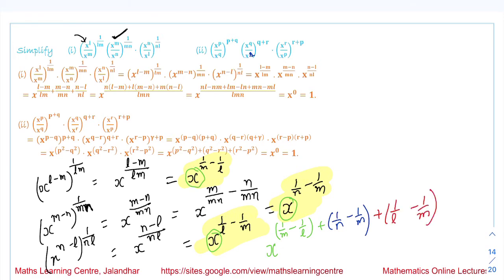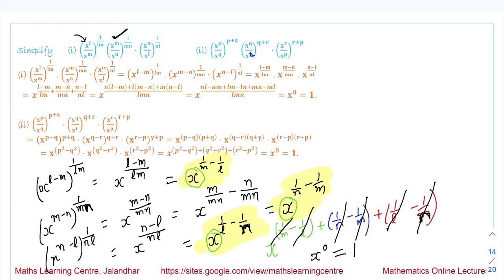So what will happen over here? 1 by l and 1 by l will get cancelled, 1 by n and 1 by n will get cancelled, and 1 by m and 1 by m will get cancelled. So we are left with x raised to the power 0, and x raised to the power 0 is 1.